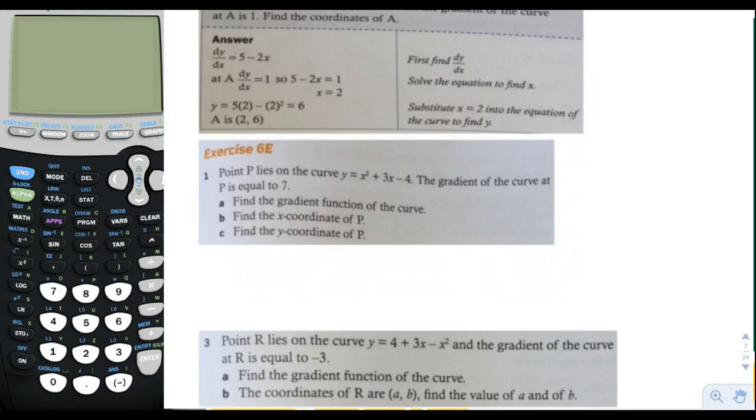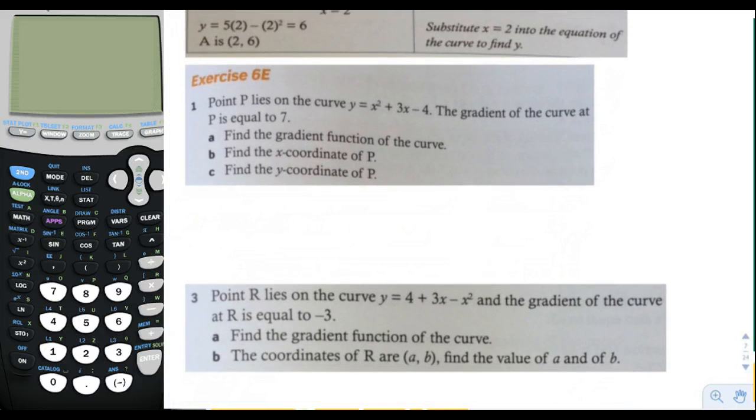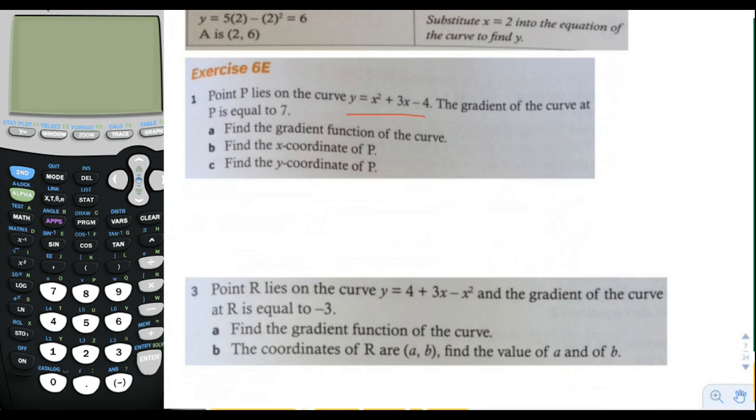So, number one. Point P lies on the curve y equals x squared plus 3x minus 4. The gradient of the curve at P is equal to 7. So they actually know the gradient of the curve at a certain point P. Find the gradient function of the curve. That just says find the derivative of the curve, and you know how to do that.